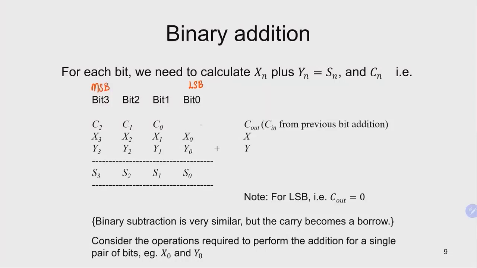And to do the additions, X0 plus Y0 will give us 2 bits. So we have X0 plus Y0 will give us a C0 and S0. The C0 needs to be carried over to the next column. So C0 will show up here, which is the output of this operation. So X0 plus Y0 outputs 2 bits. One bit is S0, which is the sum, and C0 is the carry. And that carry will be fed into the next column.